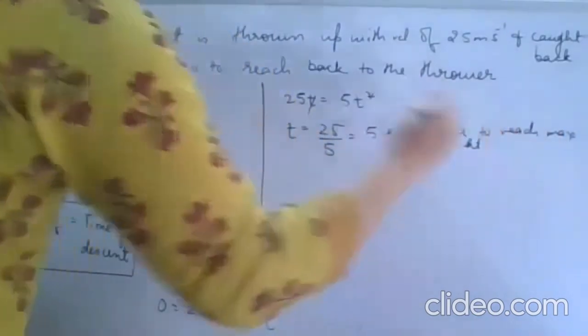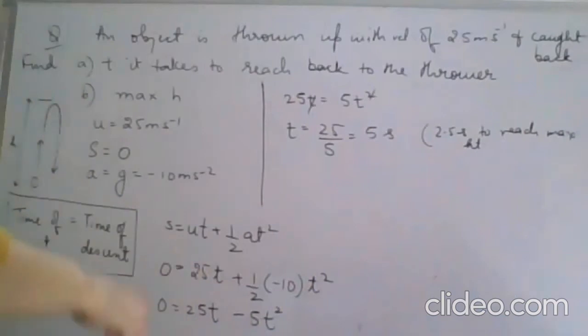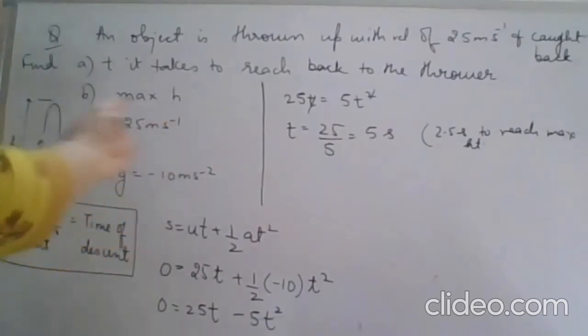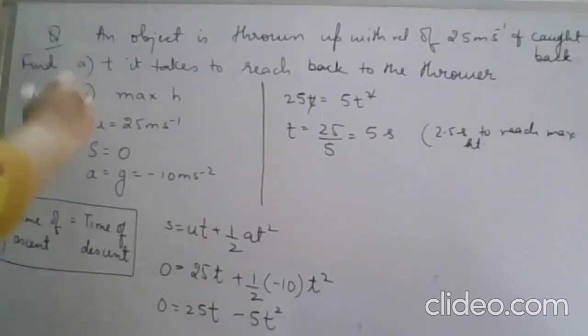Okay, and 2.5 seconds to come back from the maximum height to the thrower. Keeping this thing in mind, time of ascent is equal to time of descent. So we have done one part, A is over. Now you have to find the maximum height. Okay, so this was part A.